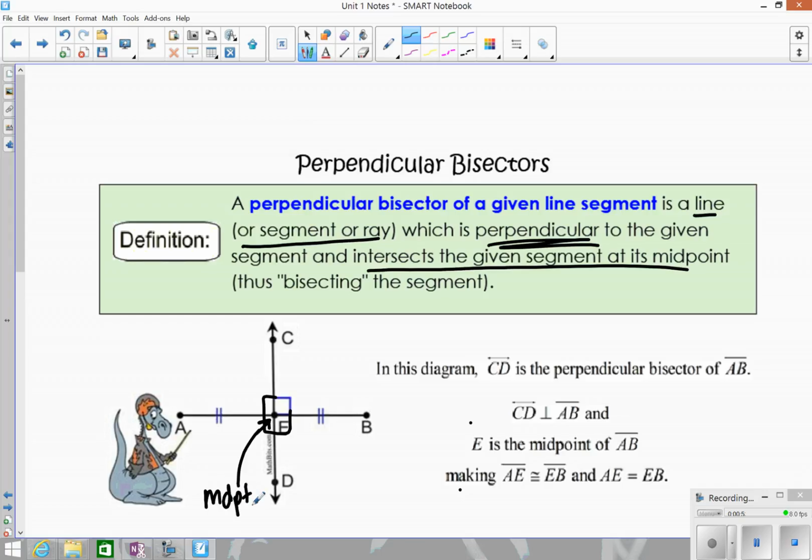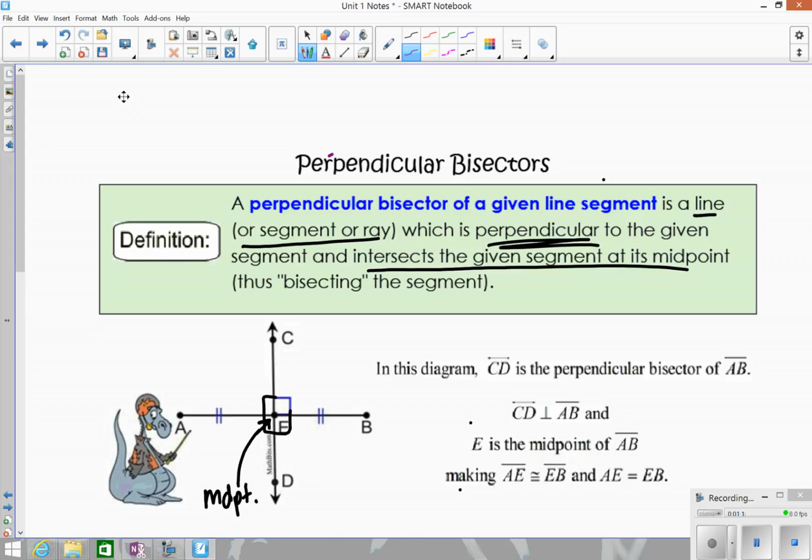Now keep in mind, you can't bisect a line, so perpendicular bisectors will only bisect segments. So you have to have a segment to do a perpendicular bisector. And then the bisector itself can be a line, or it could be a segment, or it could even be a ray. So the two conclusions, I just want to write like the shortened versions of these.